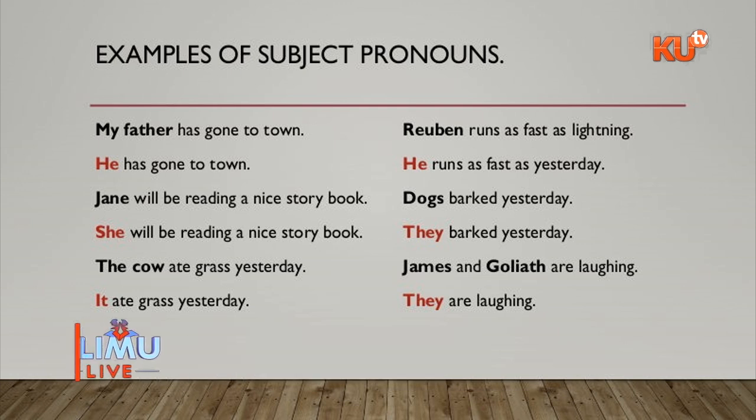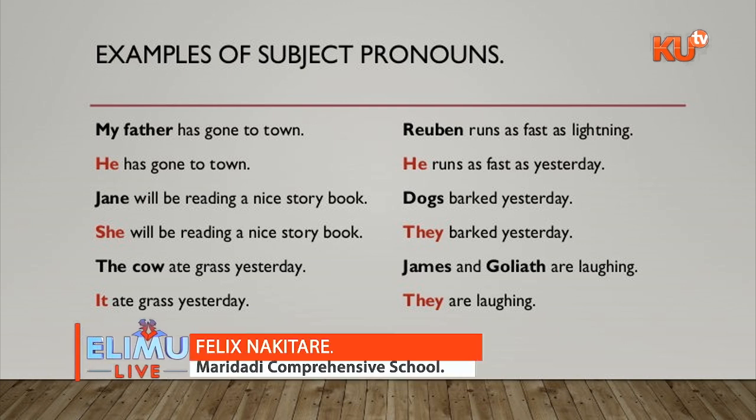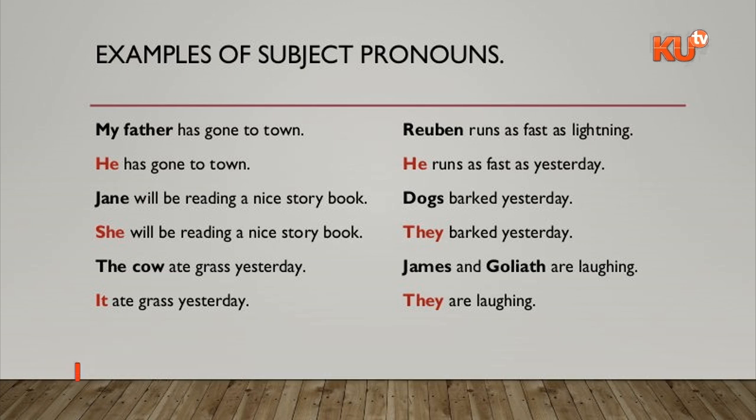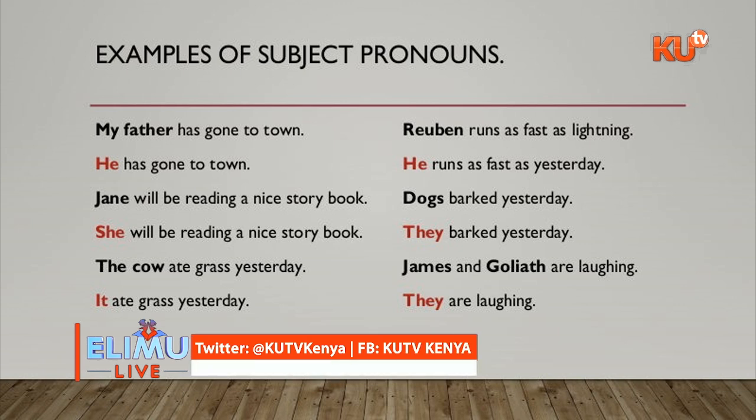Sentence number 2. Jane will be reading a nice storybook. The noun there in the place of subject is Jane, and Jane is a female human being. Which pronoun do we use? The pronoun that we use here to replace the noun Jane, which is the subject, is she. Therefore, we shall say, she will be reading a nice storybook.